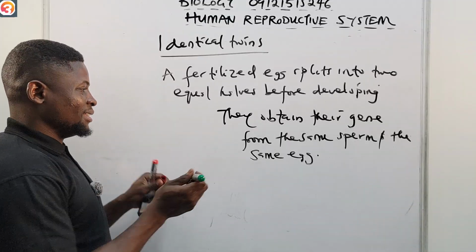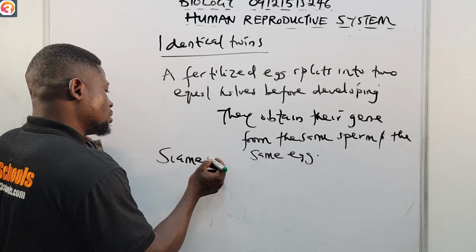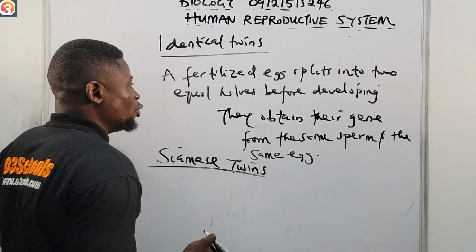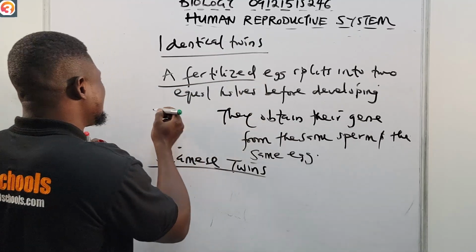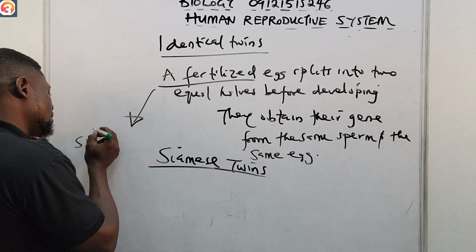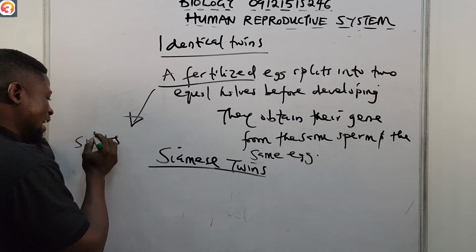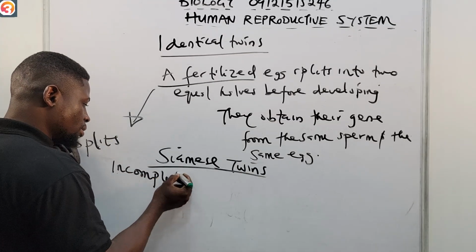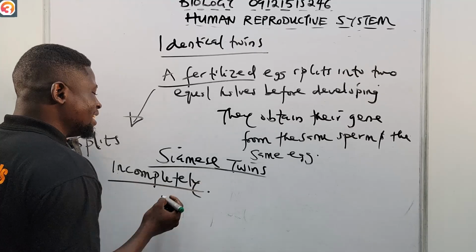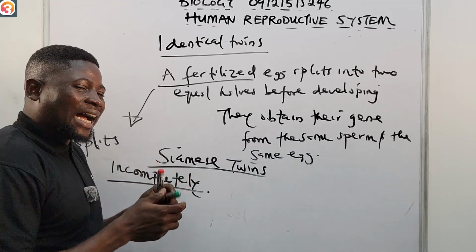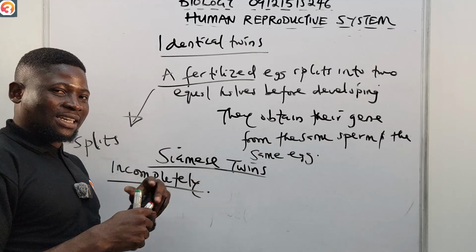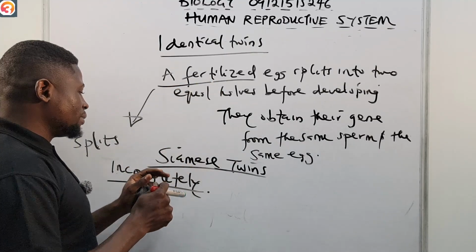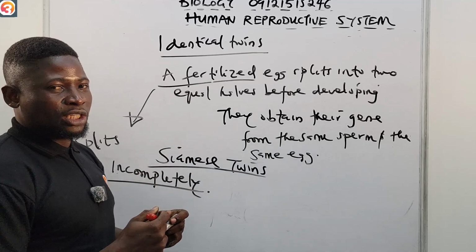Siamese twins, okay? Siamese twins happen when a fertilized egg splits, but this time not into two equal halves, but incompletely. So when it splits incompletely, we now have Siamese twins, like I'm showing you on the screen right now. Those are Siamese twins, all right?